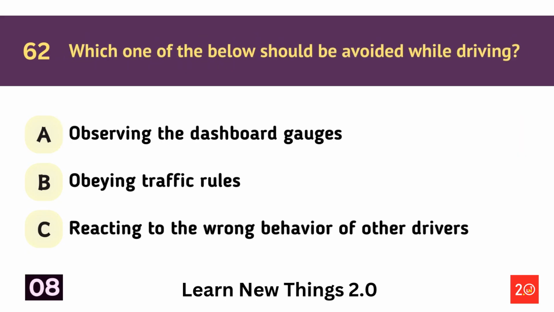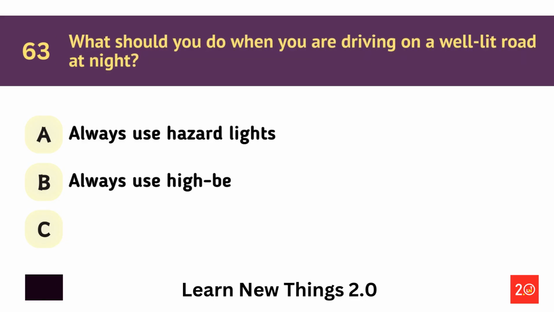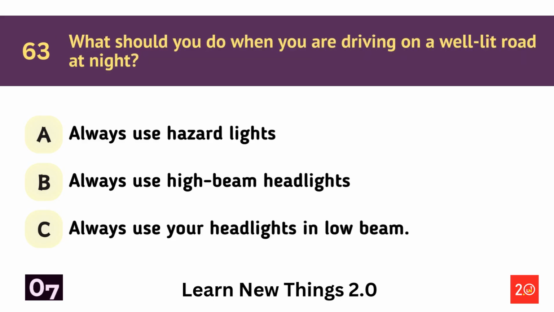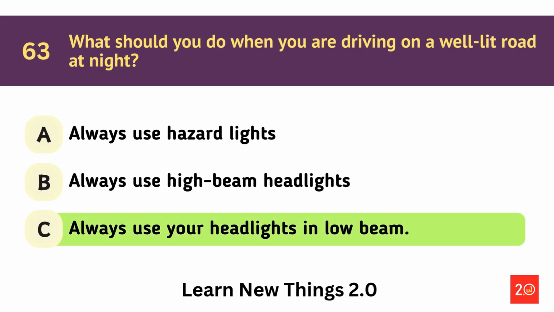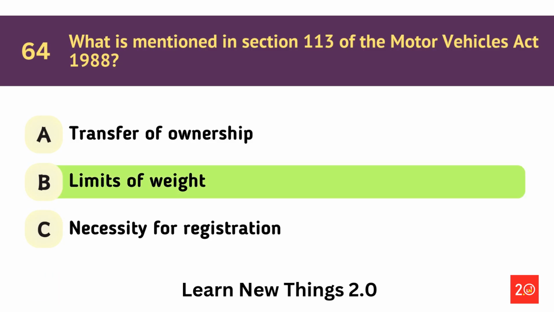Which one of the below should be avoided while driving? Reacting to the wrong behavior of other drivers. What should you do when you are driving on a well-lit road at night? Always use your headlights in low beam. What is mentioned in Section 113 of the Motor Vehicles Act 1988? Limits of weight.